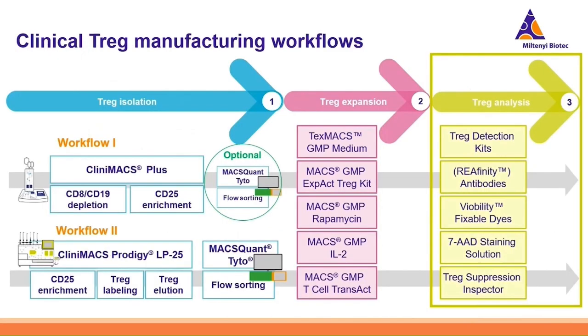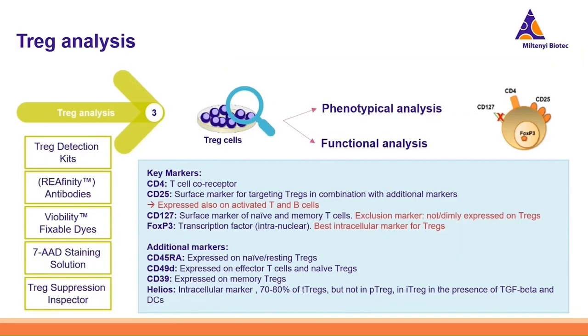So the last step is the Treg analysis. Treg analysis can be done in two ways. On one hand, we can do a phenotypical analysis, and on the other hand, we can also do a functional analysis. Here are different markers named. First, one can do the basic Treg identification, but there are also additional markers possible that further characterize the different Treg subsets.